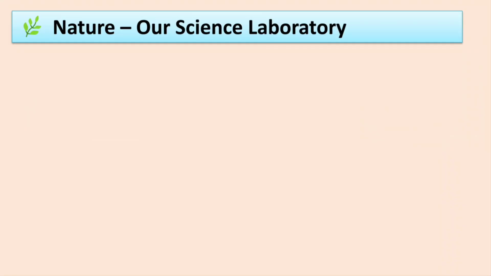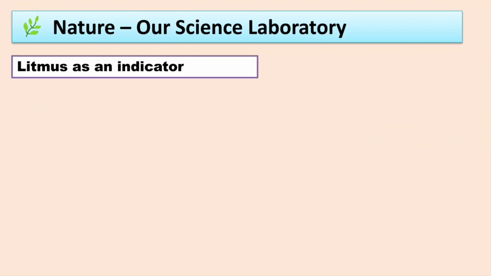So, nature, our science laboratory. This was the first thing, where they did an experiment. That was an activity where they used the litmus paper. So let us see about that. Litmus as an indicator. How does litmus become an acid-base indicator? This is the experiment of that.